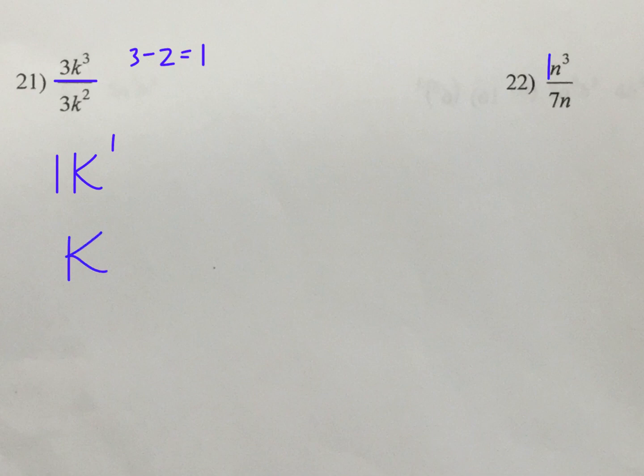The next one, I'm going to put a 1 in front here and a 1 down there. So 1/7 doesn't reduce, so I'll just leave it like that. I'm going to put the n on top. 3 minus 1 is 2. You could also just have n squared over 7.